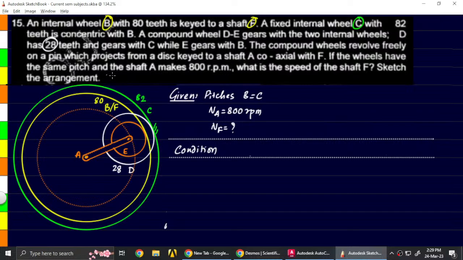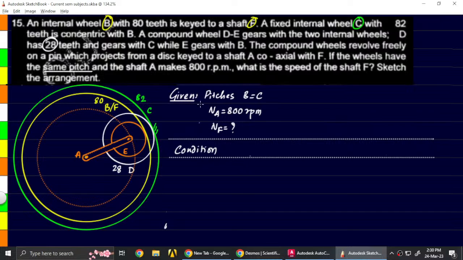If the wheels have the same pitch, this is one additional piece of information that has been given to us. Shaft A is making 800 rpm, which you can see noted down over here. What is the speed of shaft F? Now F is keyed with the shaft of the gear B, the wheel B. So if we find the speed of the wheel B, we will automatically get the speed of the shaft.